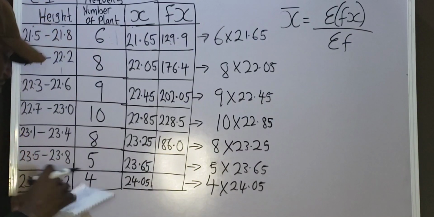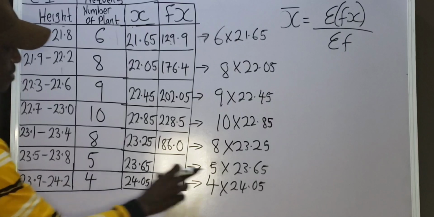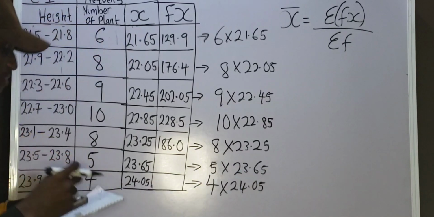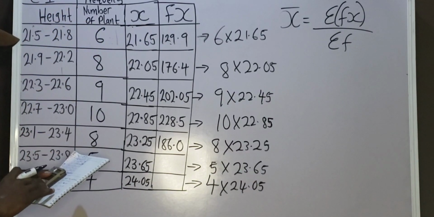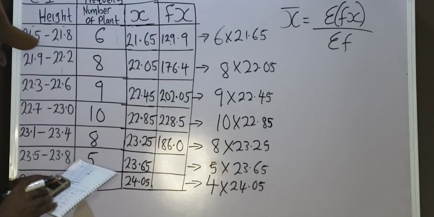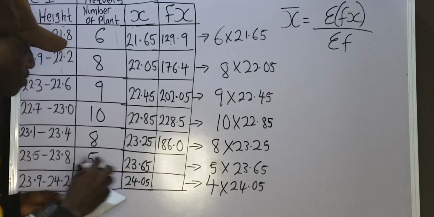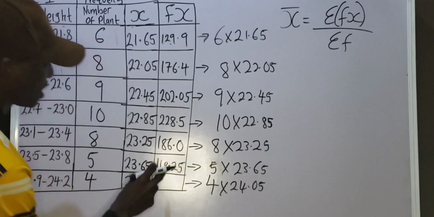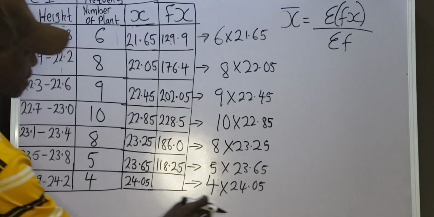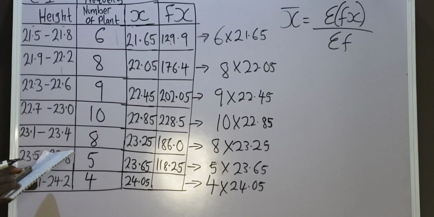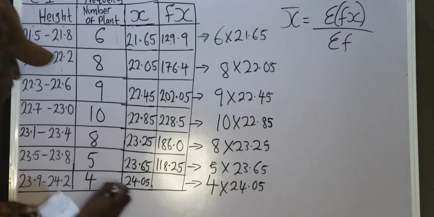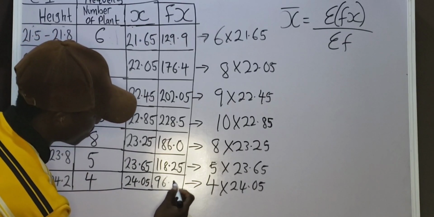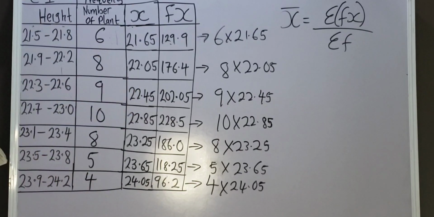And for the next cell, 5 multiplied by 23.65 is 118.25. For the last cell, 4 multiplied by 24.05 is 96.2. Do you understand? So now, having determined the product fx, let's go back to the formula.